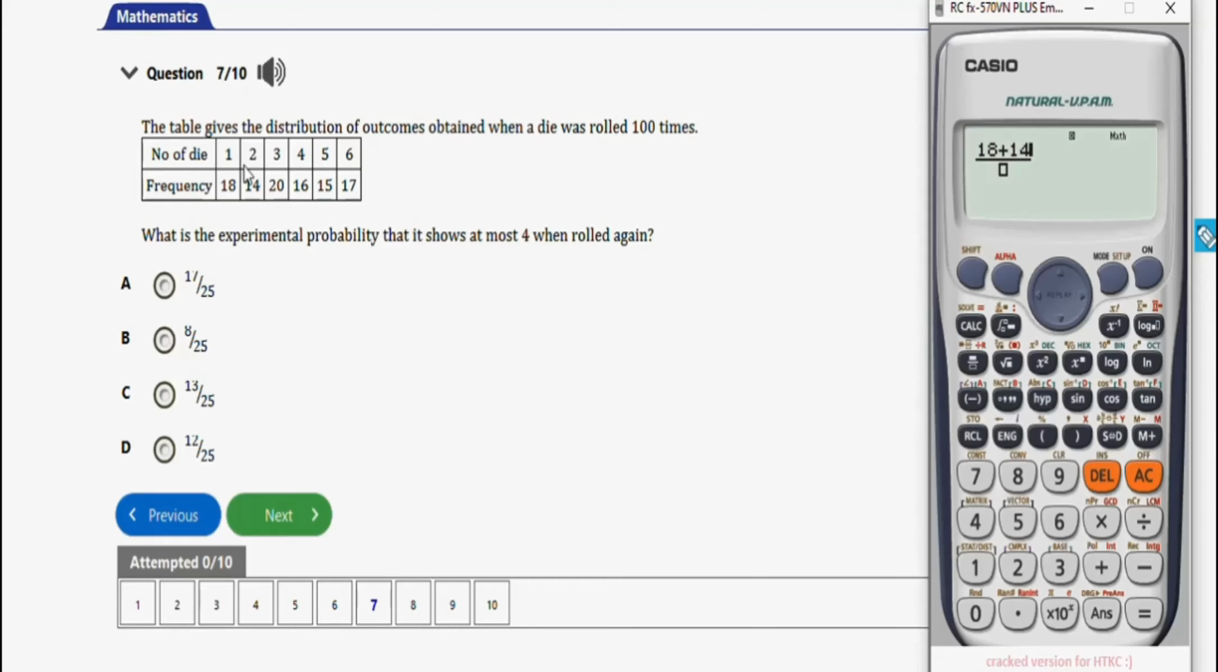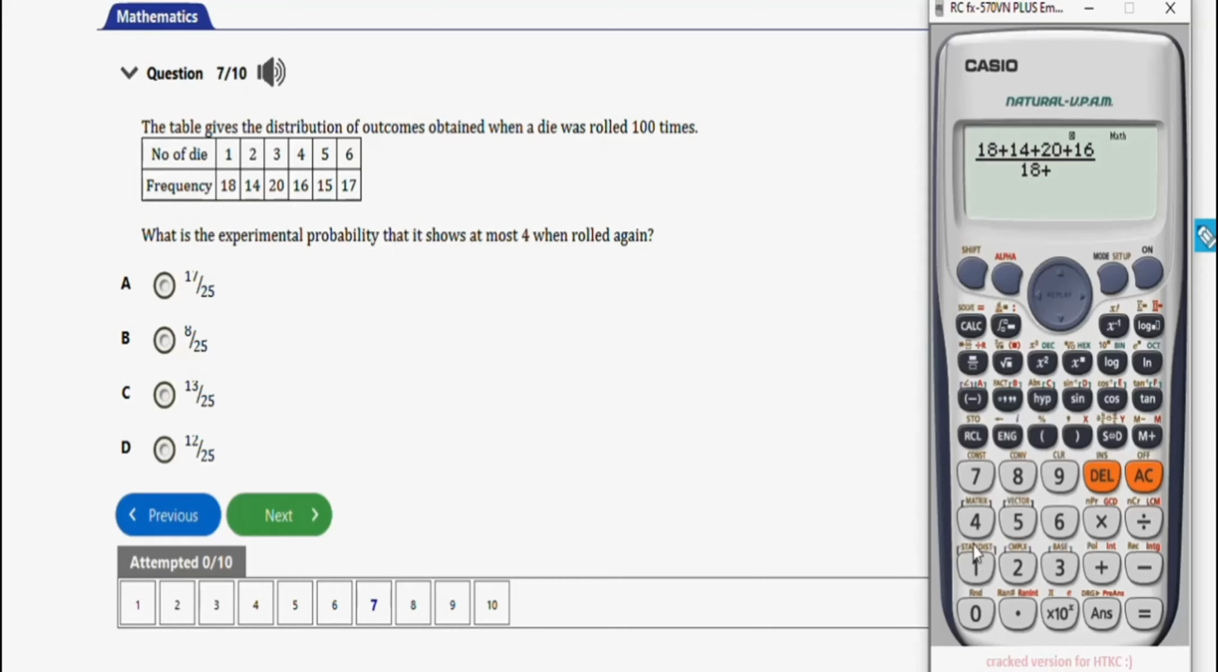So number of die at 1, the frequency is 18, number of die at 2, frequency is 14. Then we have plus number of die at 3, frequency is 20. Then plus number of die at 4, frequency is 16. Okay, over total number of frequencies.